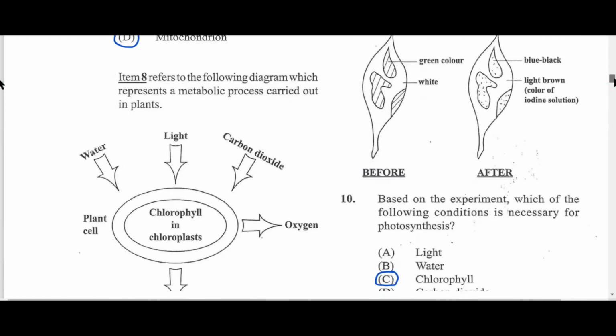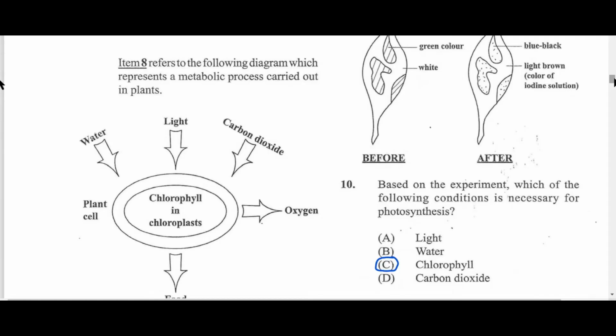Now the question is asking, based on the experiment, which of the following conditions is necessary for photosynthesis? Now the condition necessary for photosynthesis is going to be chlorophyll. If you observe, the white area that is lacking in chlorophyll did not change color to show the positive test for starch, which is blue-black.